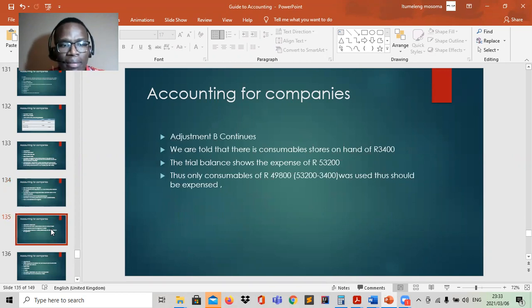Then we are told that the consumable stores on hand is 3,400, right? Whereas on the trial balance, it shows that there's an expense of 53,200. Where do we get that?